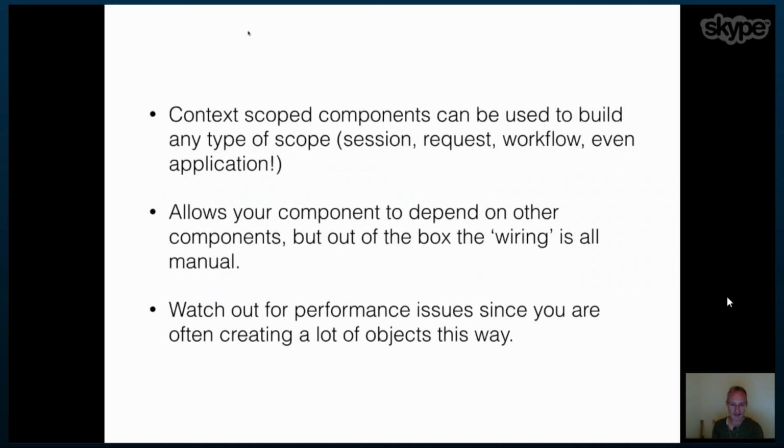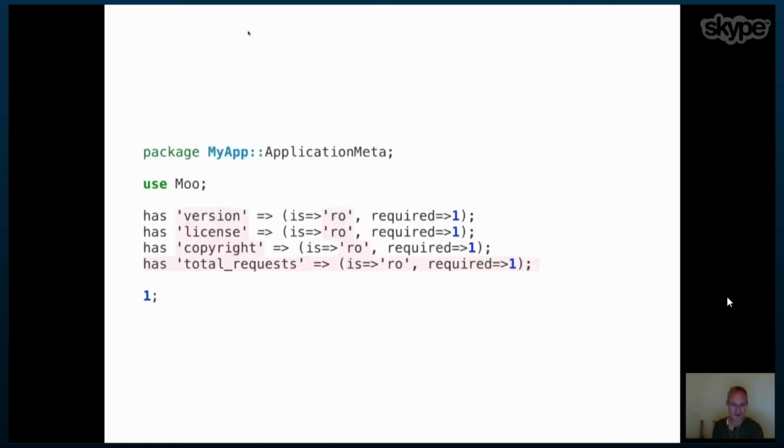Sorry, I had a slide here somewhere on how you're using it. In your controller, you could just call the total request method, and it would give you the number of requests that have been served by the Catalyst application since the start, and that's obviously tied to the context, not just to the application as a whole.